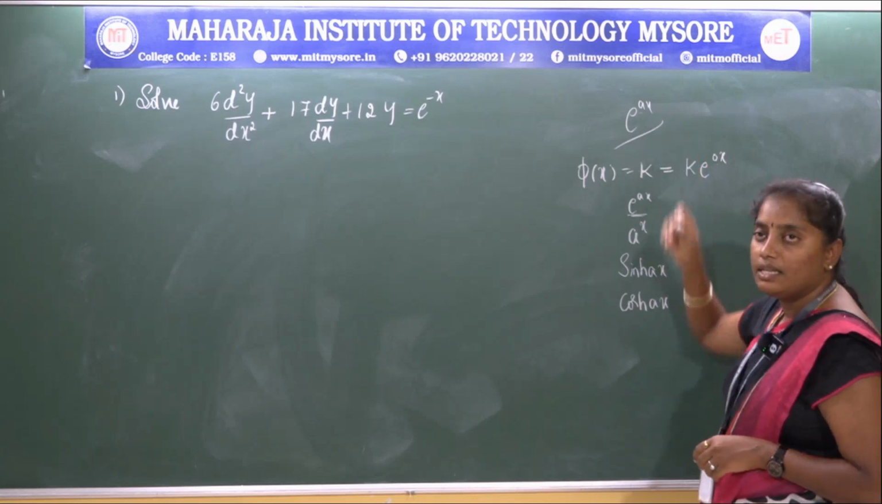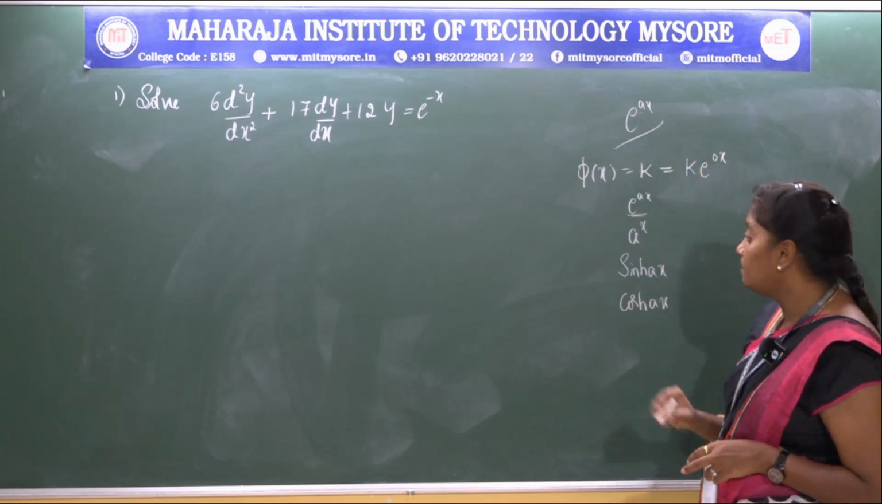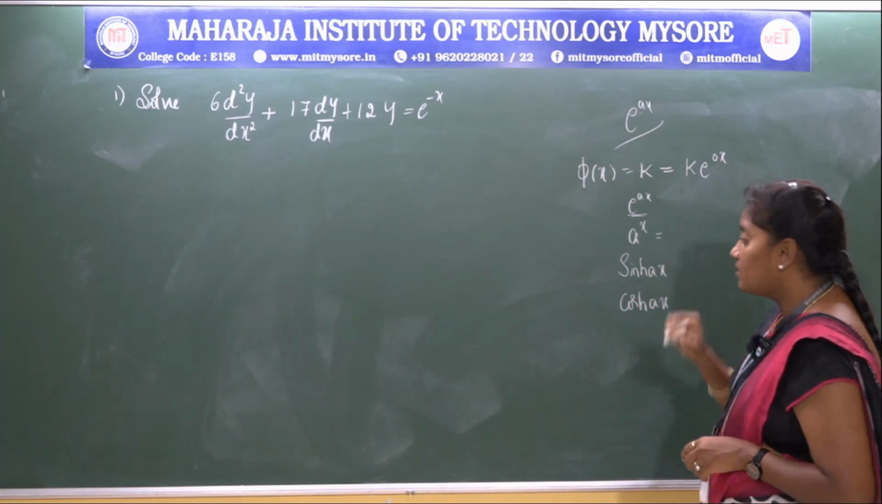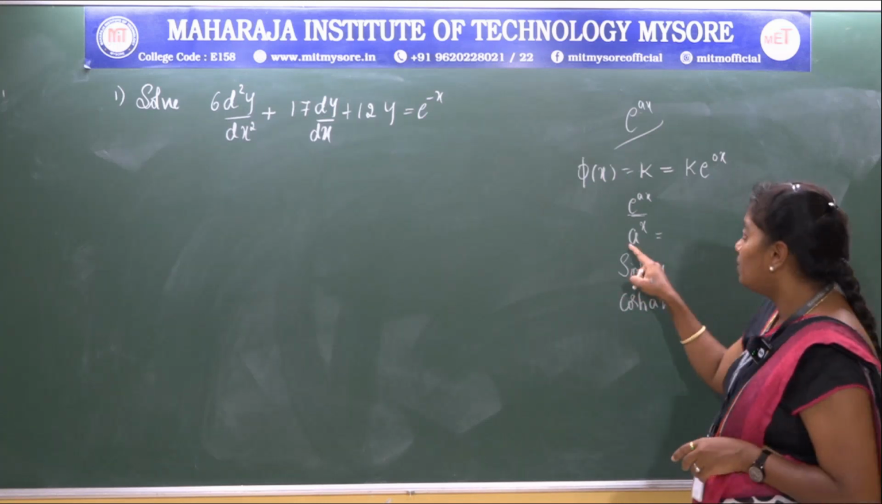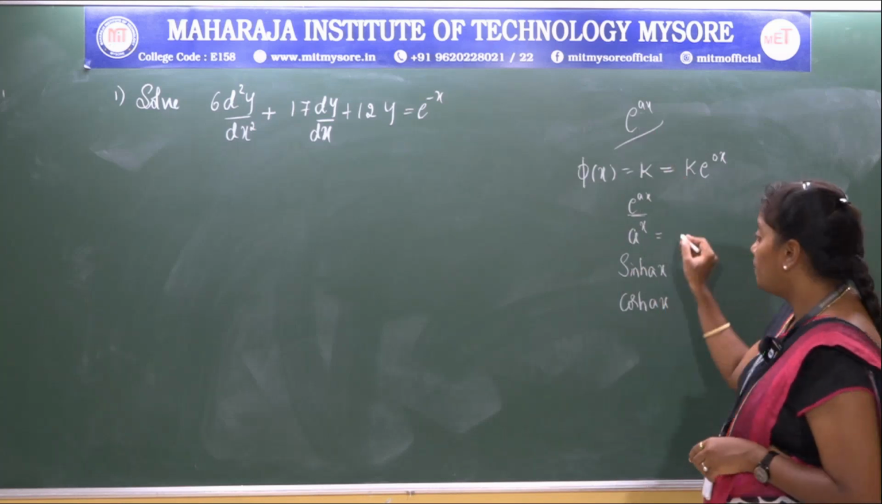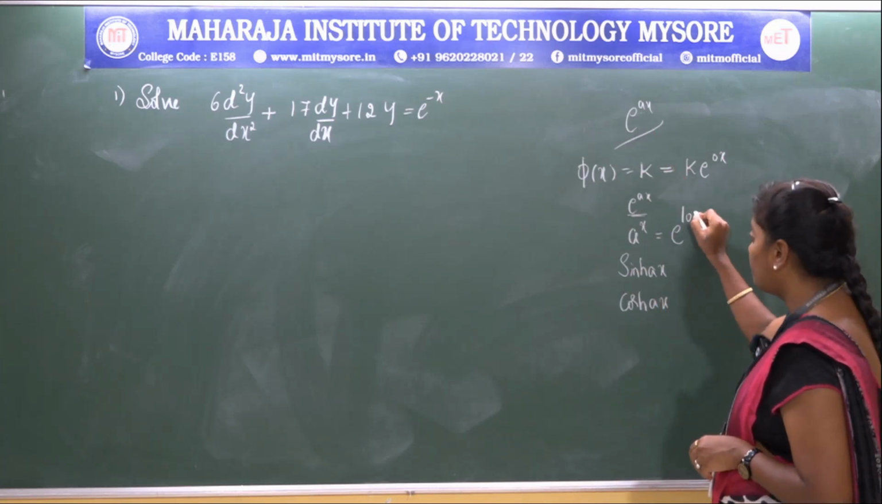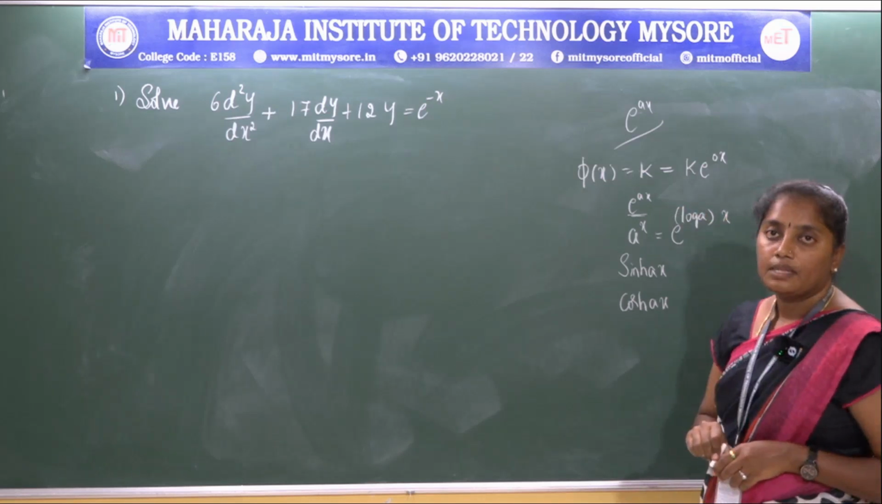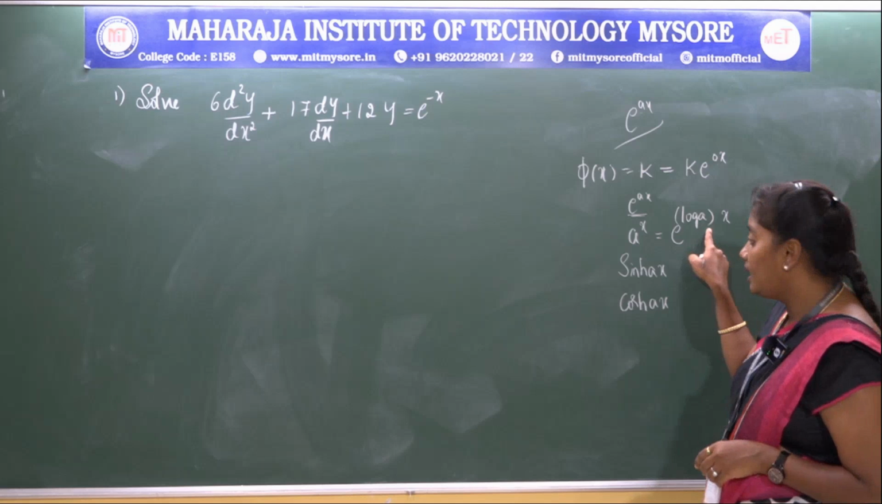Second one, e power x, that is the regular exponential term. Next one, a to the power of x. If the given function is a power x, we have to write it in the exponential form as e to the power of log a into x.